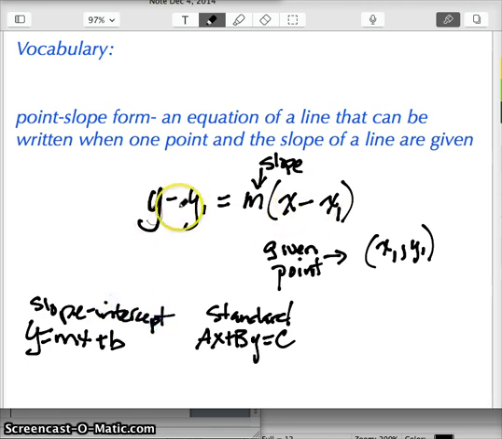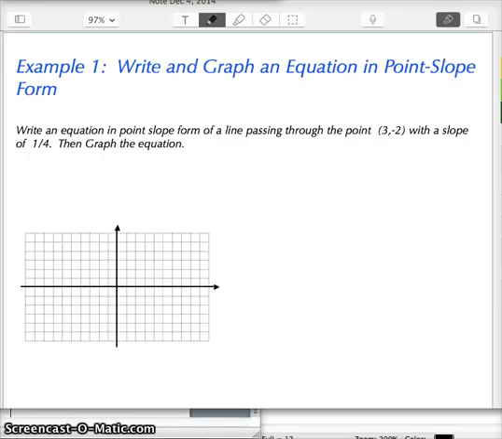But this one over here is called point slope because all you need is a point and a slope to actually graph anything, or actually to create the equation. Let's take a look at a few examples. All right, so example 1, we're going to write and graph an equation in point slope form.